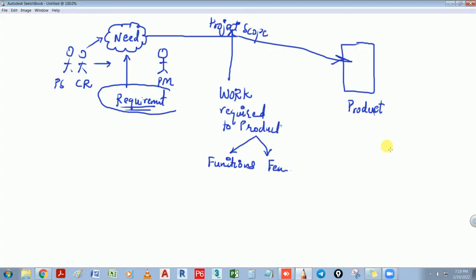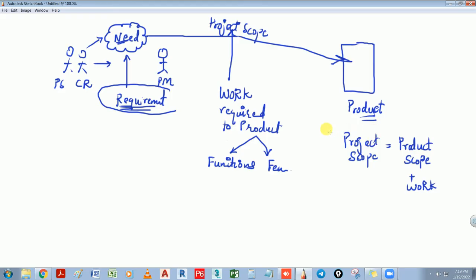So we can say one thing like this: project scope is equal to the product scope plus work. Because if I don't do the work, how can I finish the product scope? How can I get the finished product? I have to do some work. So this chapter is all about this: how do we convert his need, or his requirement, into the final product? I hope this is clear.